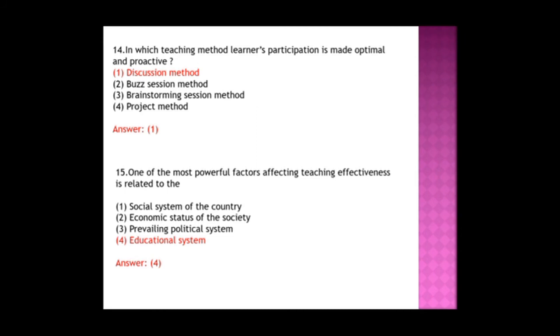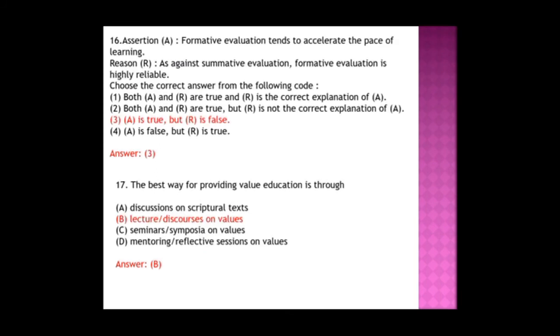And 15th question is, one of the most powerful factors affecting teaching effectiveness is related to, that is, educational system. So here the fourth one is the answer. Okay. And the 16th question is also an assertion-reason question. Here the assertion is, formative evaluation tends to accelerate the pace of learning, and the reason is, as against summative evaluation, formative evaluation is highly reliable. So here the reason is false and A is true.